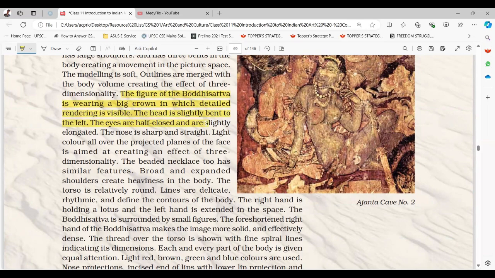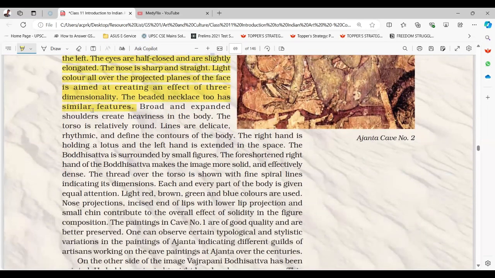The eyes are half closed and are slightly elongated. The nose is sharp and straight. Light color all over the projected planes of the face is aimed at creating an effect of three-dimensionality. The beaded necklace has similar features.